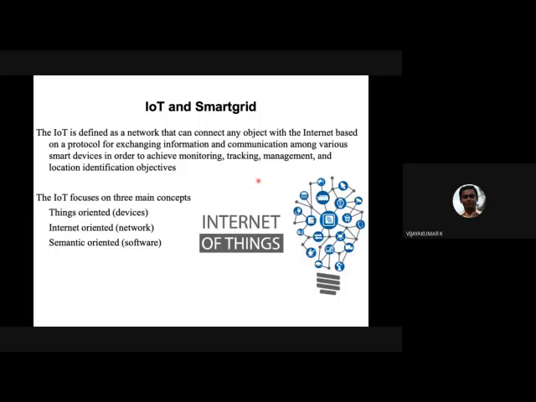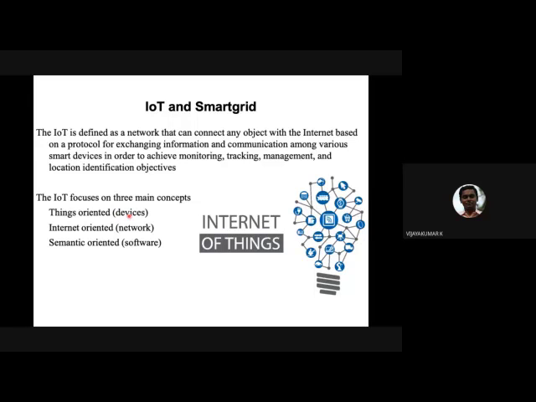And location identification. That means we can track where the devices are located and how they operate. It's possible in the IoT, Internet of Things. So that's why we are very much interested to incorporate these IoTs in the smarter grid with these three main concepts. The first of these three main concepts is things oriented.